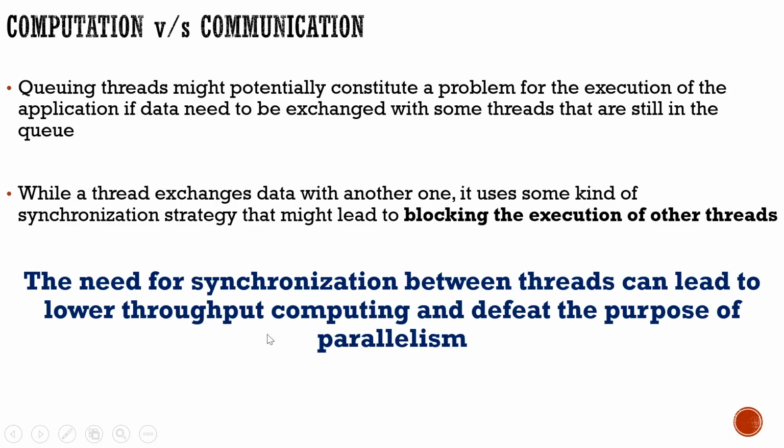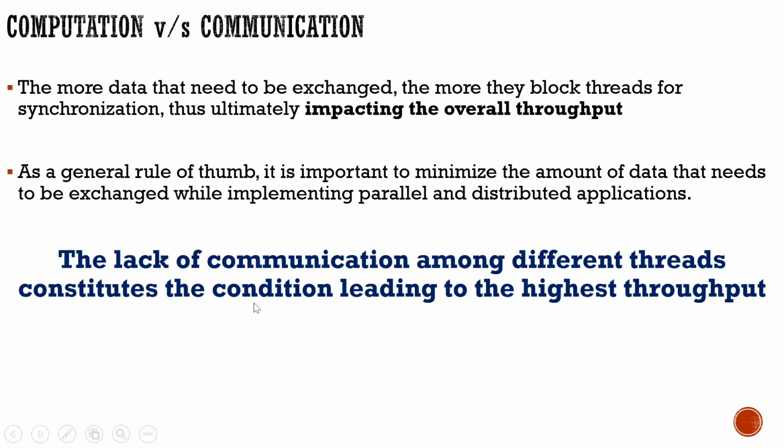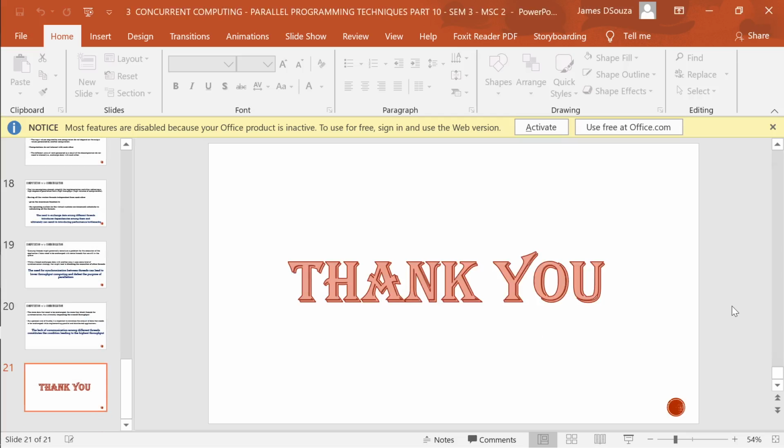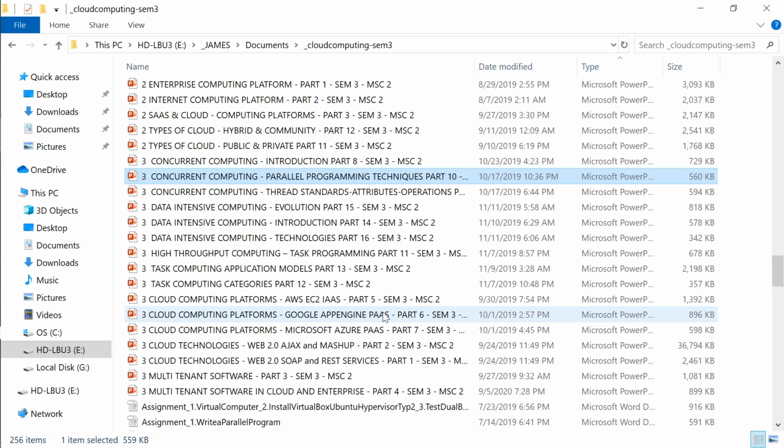And this says the need for synchronization between threads can lead to low throughput computing and defeat the purpose of parallelism. So we have already spoken about how synchronization leads to weaker performance of a parallel problem. The lack of communication among different threads constitutes the condition leading to highest throughput. So the lesser the communication, the higher the throughput. So that was it for concurrent computing.